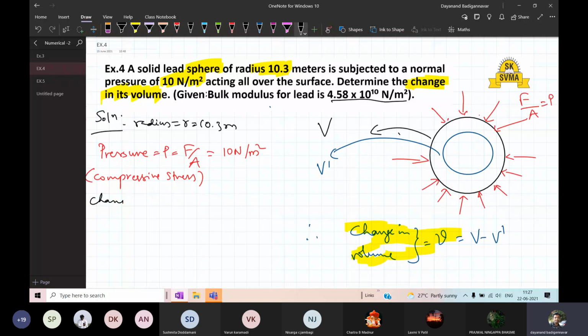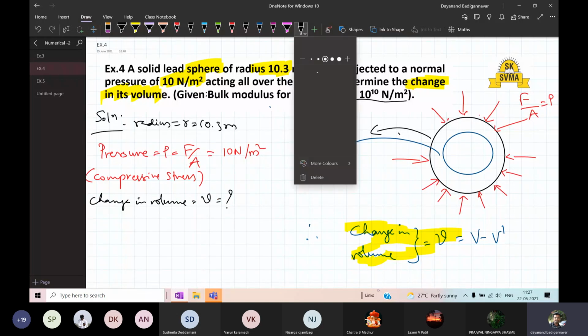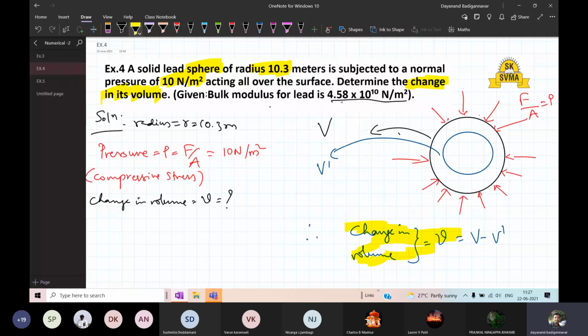Change in volume is equal to how much? So this is the question, and they have given you the bulk modulus. They have given you the value of bulk modulus K. So write that also if you want. So bulk modulus of the lead, K, is 4.58 into 10 to the power of 11 Newton per meter square. So this is the value.